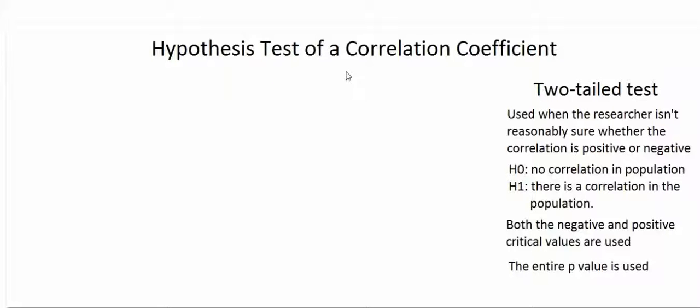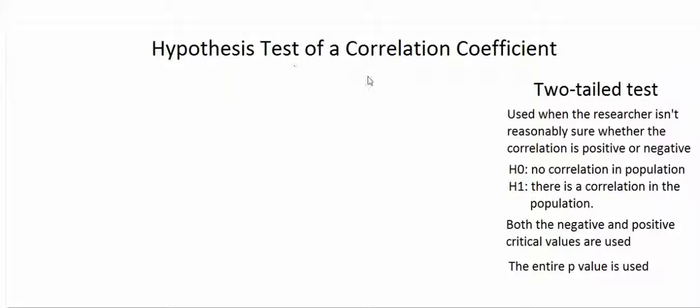In a hypothesis test of a correlation coefficient, the person calculates the sample correlation coefficient, which is the letter R, to make a decision about the population correlation coefficient. In other words, the person looks at the correlation in his or her sample to make a decision about the correlation in the population that the sample came from.